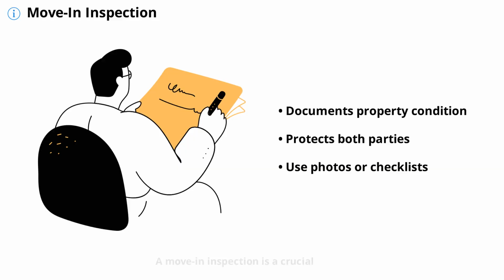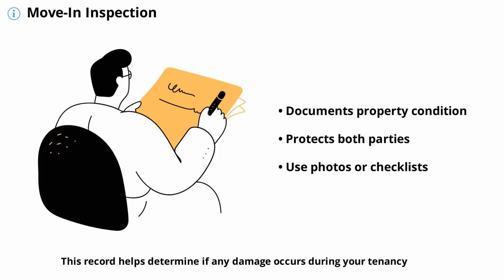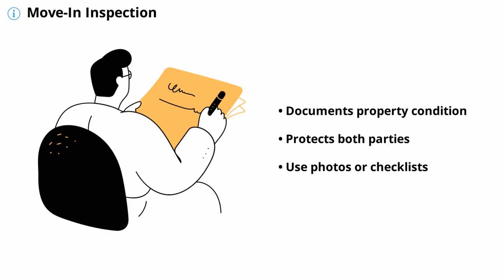A move-in inspection is a crucial step in the security deposit process. Before you move in, the landlord will typically document the property's condition, often with photos or a checklist. This record helps determine if any damage occurs during your tenancy, ensuring that you're only held responsible for new issues. Always participate in the inspection and keep a copy of the report for your records.